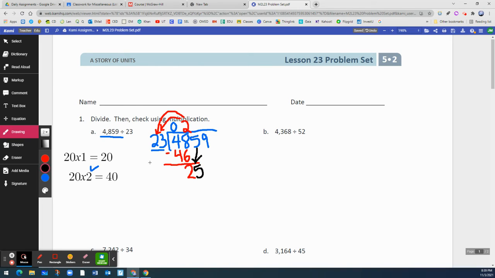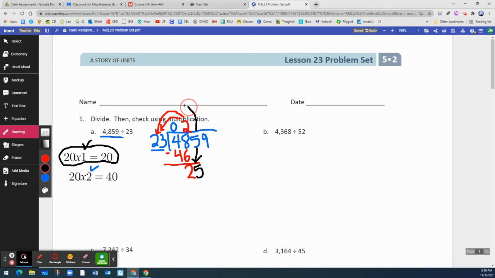And the question is again, how many groups of 23s can you make out of 25? So again, we can use our estimation. So I think that would be only 1, because 20 times 1 equals 20, so this will be the answer. Okay, so we will write that 1 right above the 5.